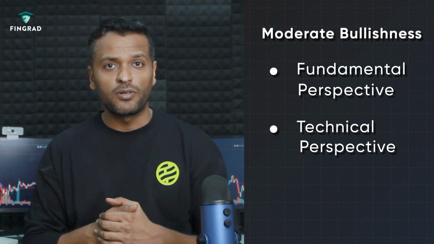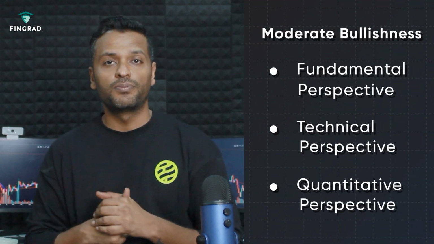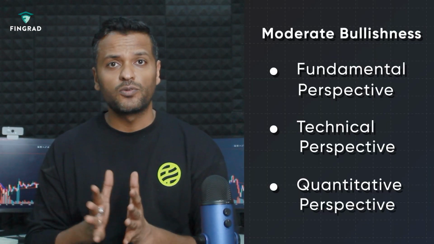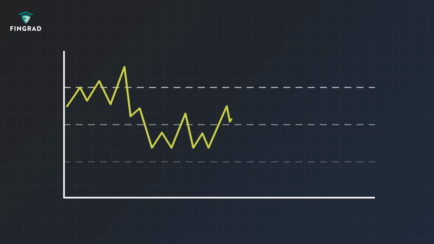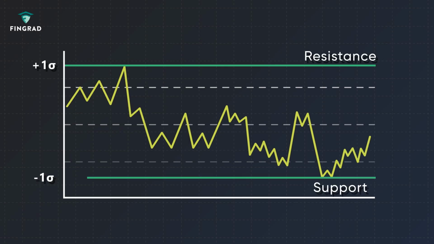And the third and the important perspective is the quantitative perspective. Now, what is the quantitative perspective? So what happens is this: normally the market trades in the range of +1 sigma to -1 sigma. Now, what are these? These are basically standard deviations from the mean prices, and normally the market has a tendency to stay about 70% of the time within that range.